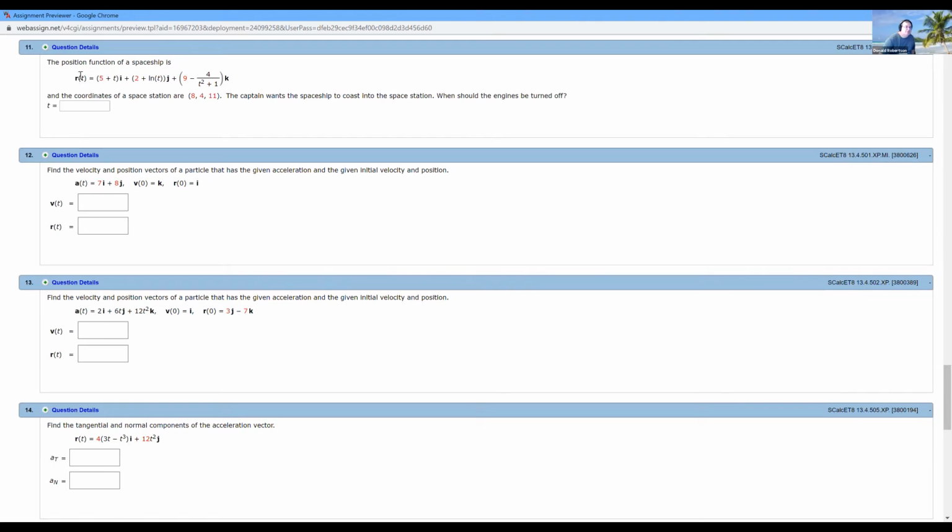Here is the position function. Here is a number. Interesting. And we are interested in the captain wants the spaceship to coast into a space station. When should the engines be turned off? Okay. What should the acceleration vector be if you're coasting in?